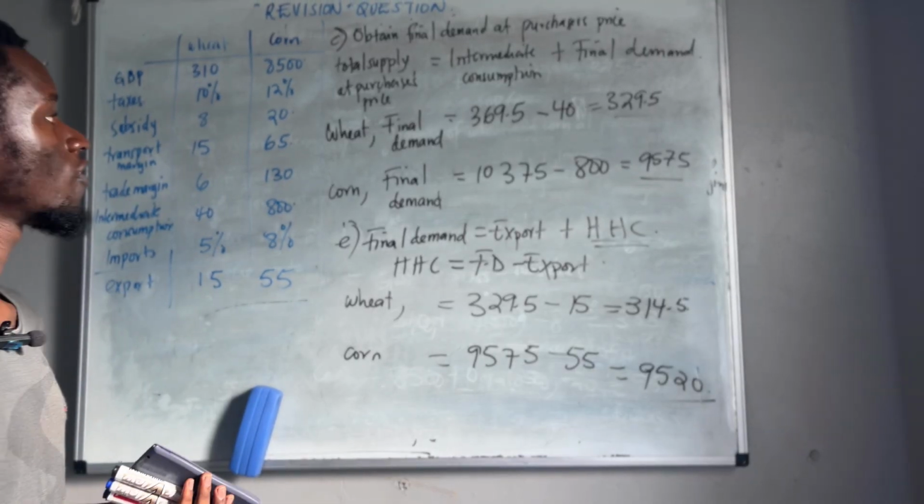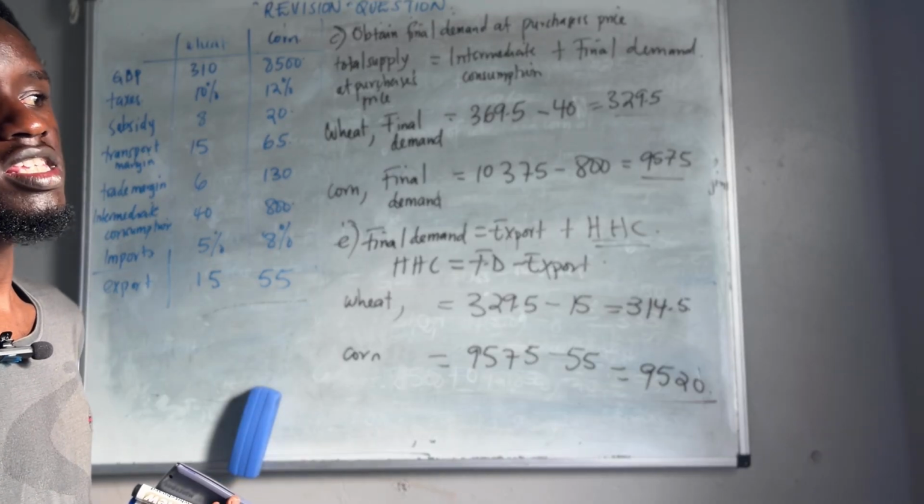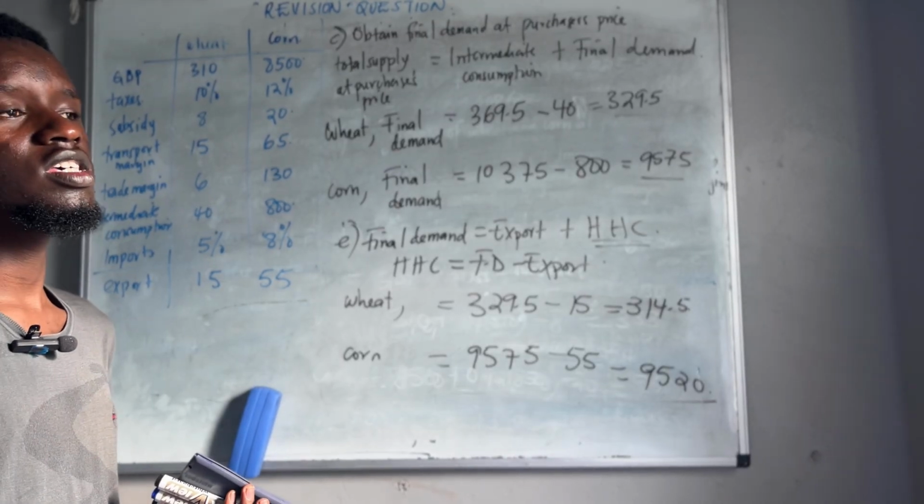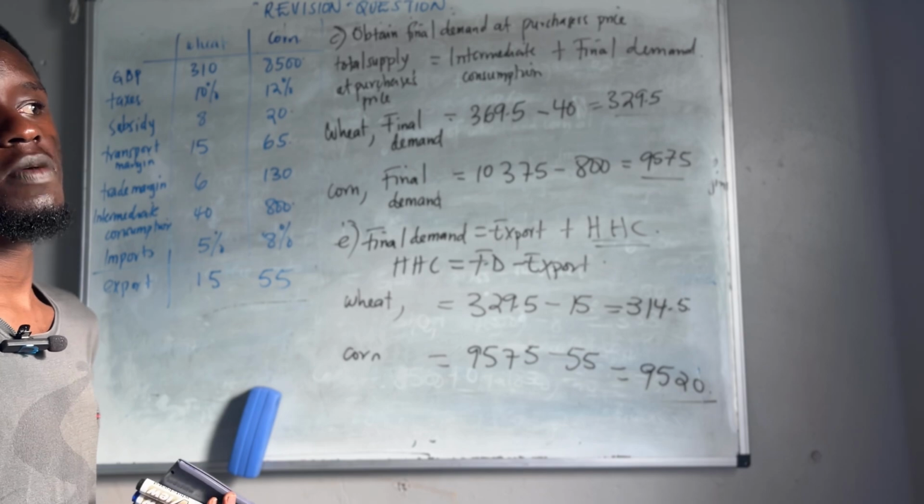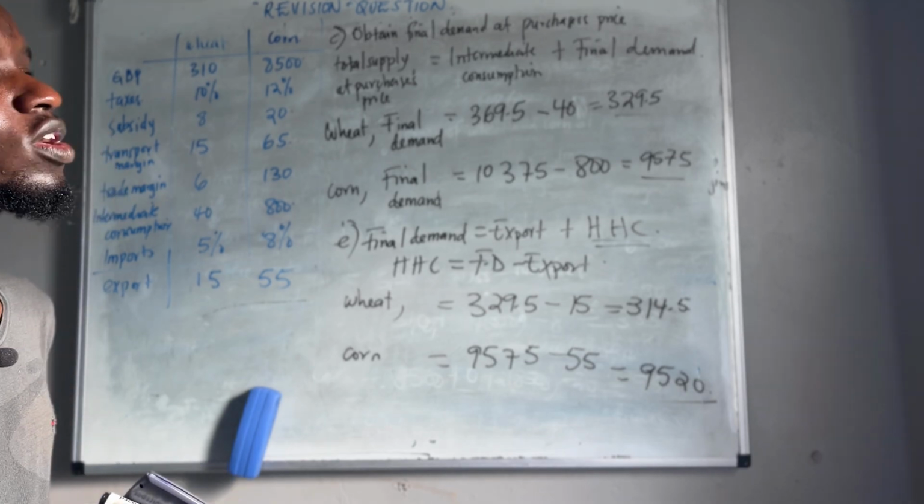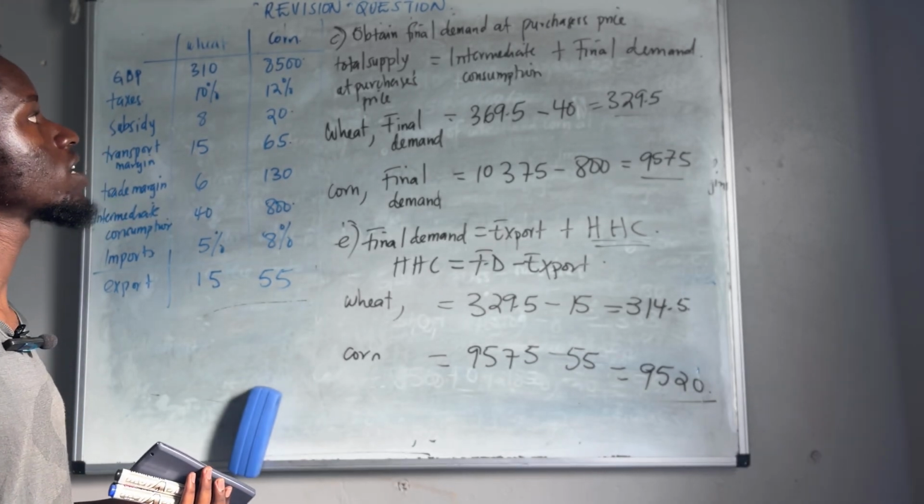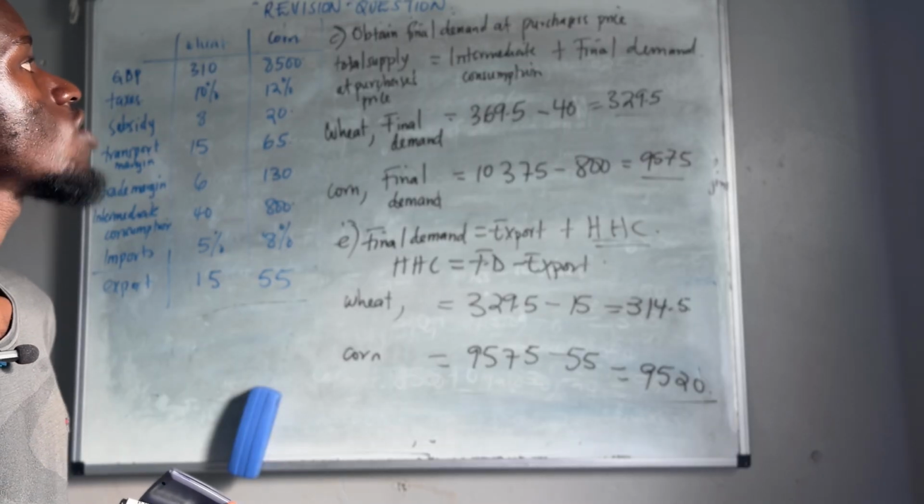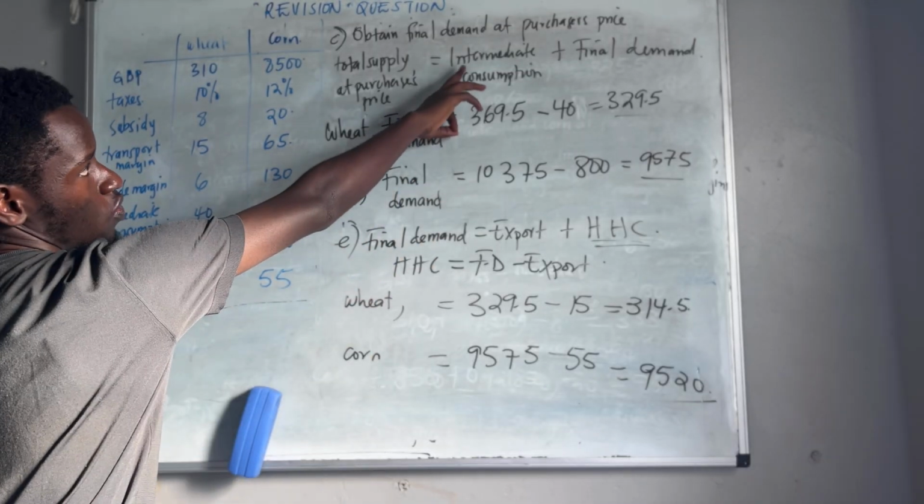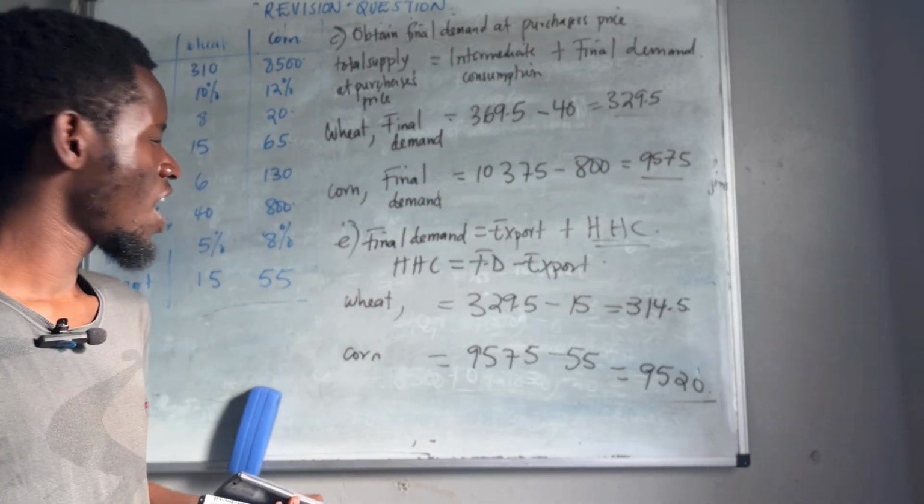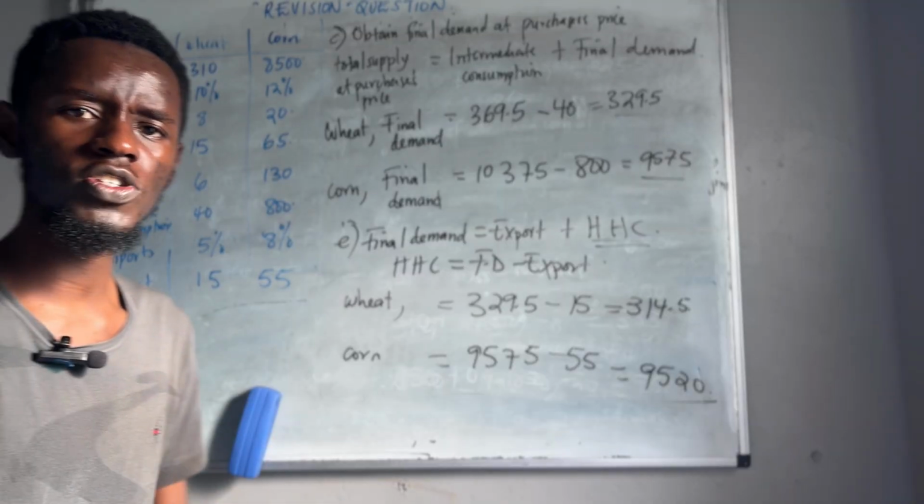And then for the use table, we just say that the use table is comprised of 3 sections: intermediate consumption, final demand, and value added. And then for us to have total supply at purchasers price using the use table, we just need to have total intermediate consumption minus final demand. I think, members, for this part, everything is fine.